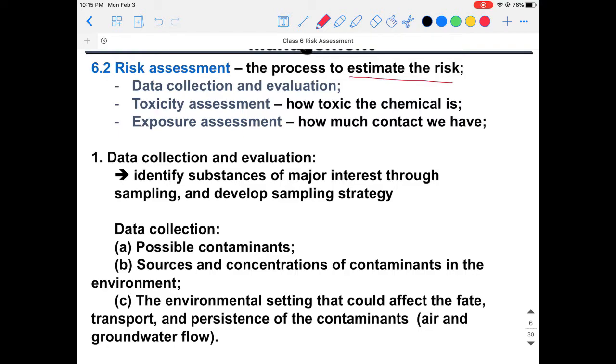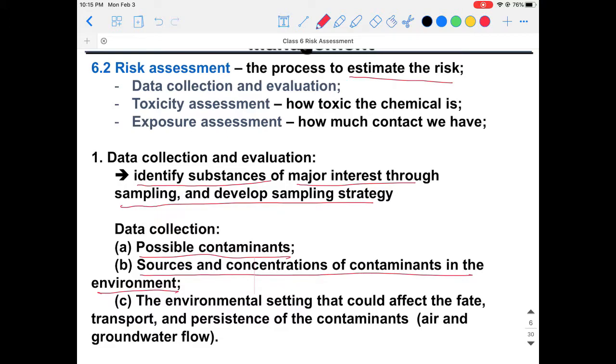In terms of data collection and evaluation, it basically means that we identify the substances of major interest through sampling and development of a sampling strategy. The data collection can first identify the possible contaminants, and also help us understand the sources and the concentration of the contaminants in the environment.